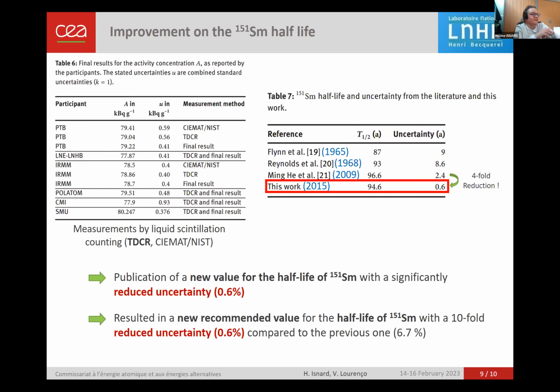You can see on this slide, on the left, the values obtained by all of the labs during the European project. The final half-life was determined by the combination of the activity and the mass. With this work, we have published a new value for the half-life of samarium-151 with a significantly reduced uncertainty, around 0.6%. This work results in a new recommended value for the half-life of samarium-151 with a 10-fold reduced uncertainty compared to the previous one published in 2009.